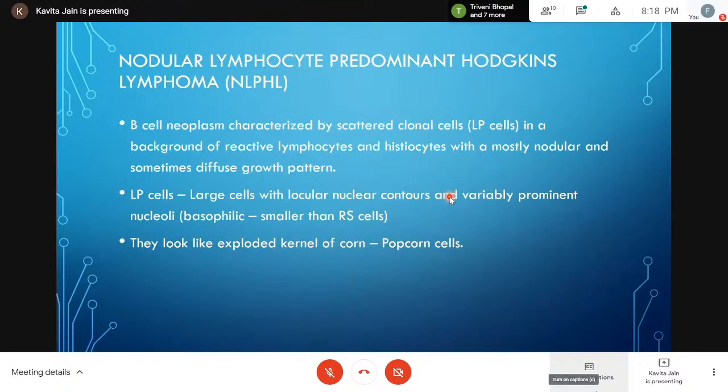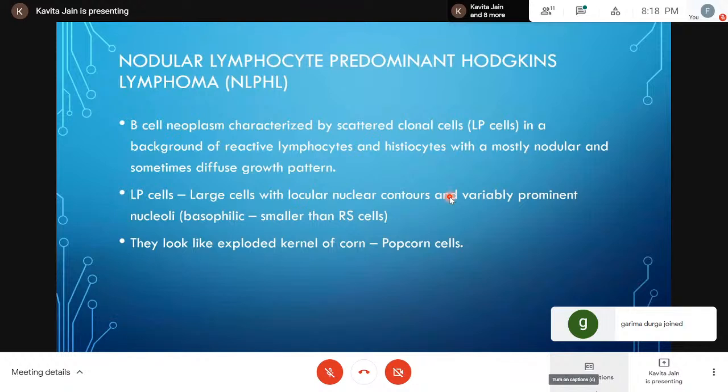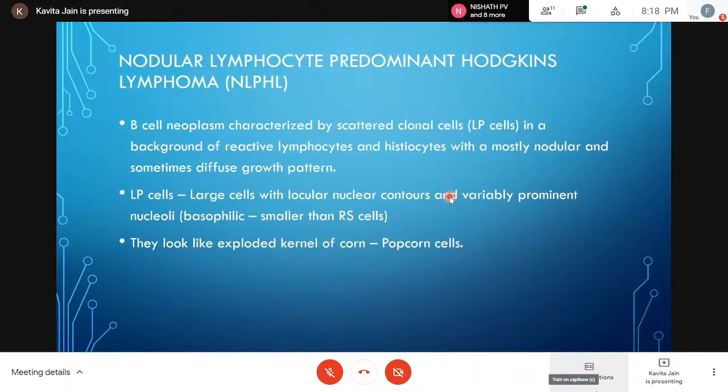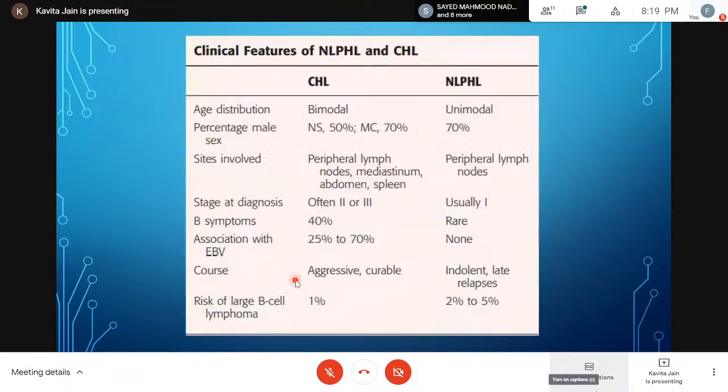So coming up, nodular lymphocyte predominant Hodgkin's lymphoma, it is a B-cell neoplasm characterized by scattered clonal LP or lymphocyte and histiocytic cells in a background of reactive lymphocytes and histiocytes with a mostly nodular and sometimes a diffuse growth pattern. Now, they are large cells, they have lobular nuclear contours, and variably prominent nucleoli which are basophilic. And of course, as I told you, they are smaller than RS cells. They are also called popcorn cells.